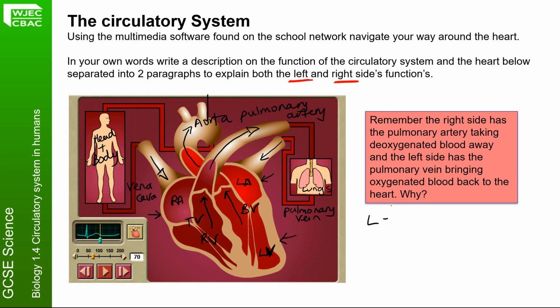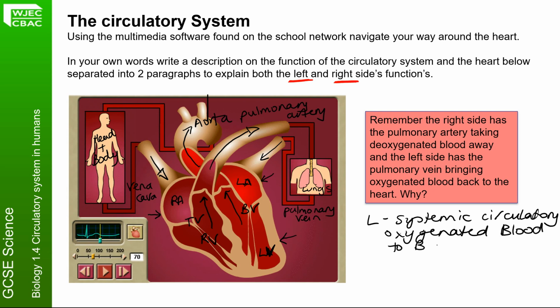So our left side's job is basically what we call the systemic circulatory system, because it's taking oxygenated blood and it's going to deliver it to all the systems. I haven't written in full sentences here, but I want you to. I've just put it briefly because I haven't got much space. So it's the systemic circulatory system, and it's going to deliver oxygenated blood to the body systems. In other words, all the organs, okay?